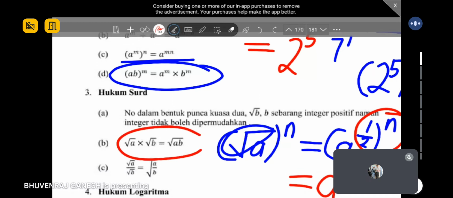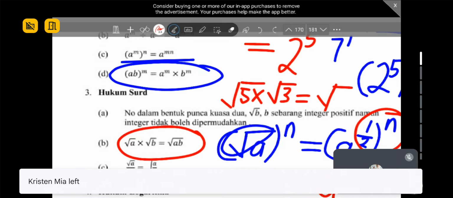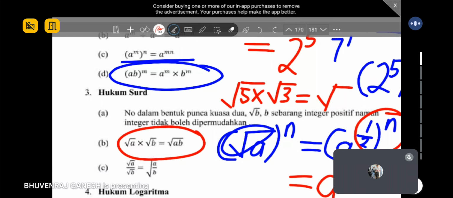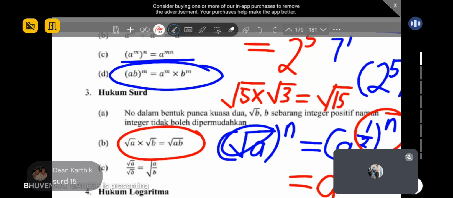Another type is this one. When you have two surds multiplied together, you can combine them under one square root. For example, square root 5 times square root 3. What is the answer, guys? Yes, square root 15. That's all. You can press the calculator also if you want to check whether this rule is really correct or not.